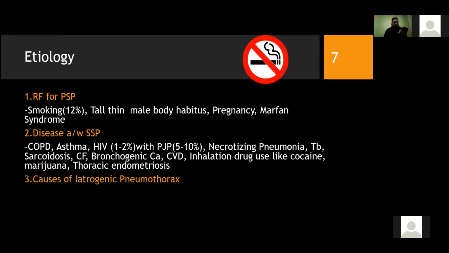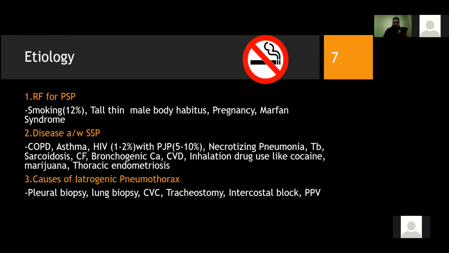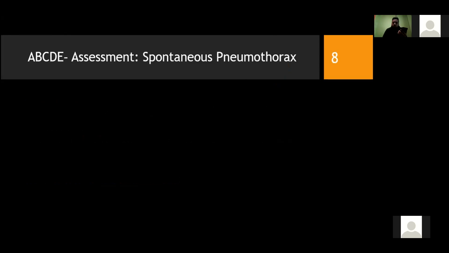And iatrogenic pneumothorax, like I mentioned earlier, occurs most commonly during central venous cannulation, subclavian vein cannulation, then any procedures regarding the lung, like pleural biopsy or lung biopsy, and even positive pressure ventilation or NIV can lead to iatrogenic pneumothorax.